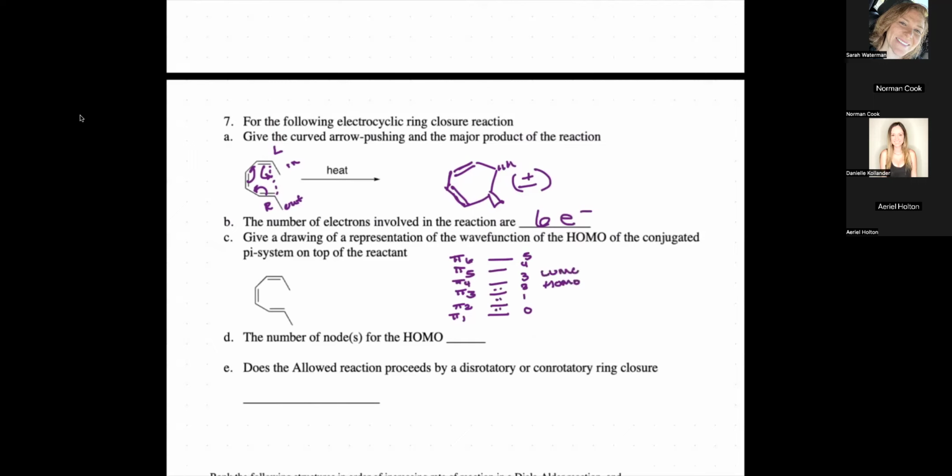Pi 4. So how many nodes does the HOMO of the conjugated pi system have? 2. Okay. So where are we going to split it? How are we going to split it if we have 2?